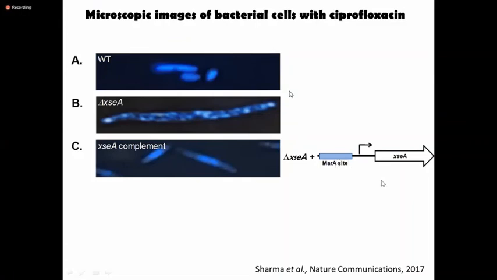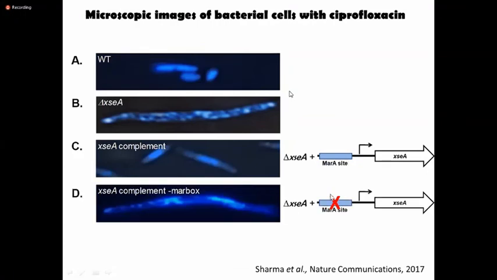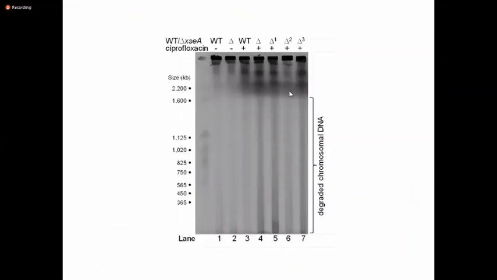In the final part, you can see that when we mutate the Mar box and give the xseA gene back, it doesn't have any effect, which suggests that the Mar box is important for genetic complementation. You can clearly see that the cells again become elongated like the xseA knockout, and there's a lot of DNA damage in there. So I have shown you this visually and microscopically.